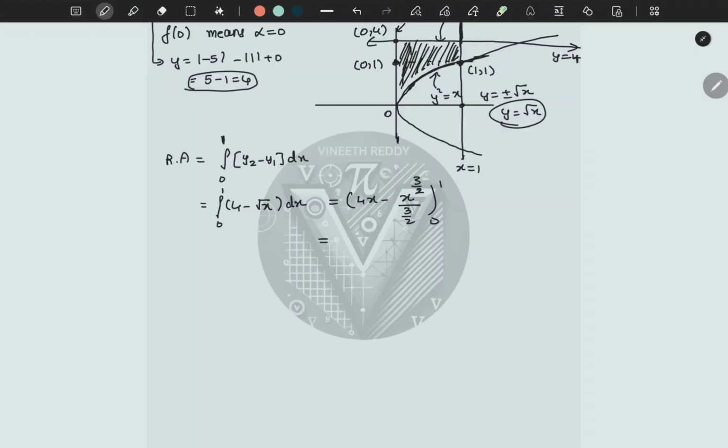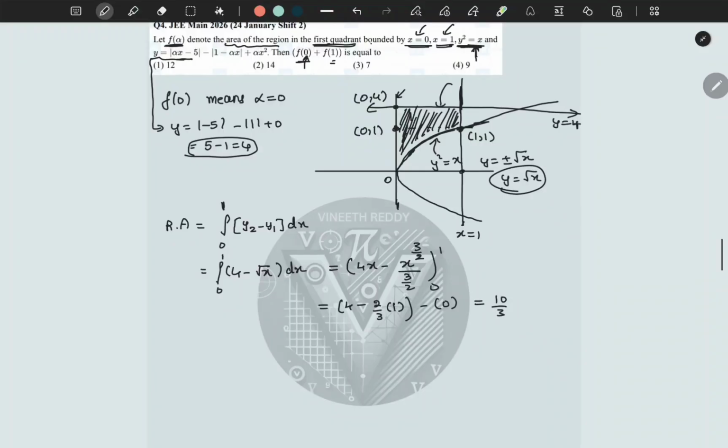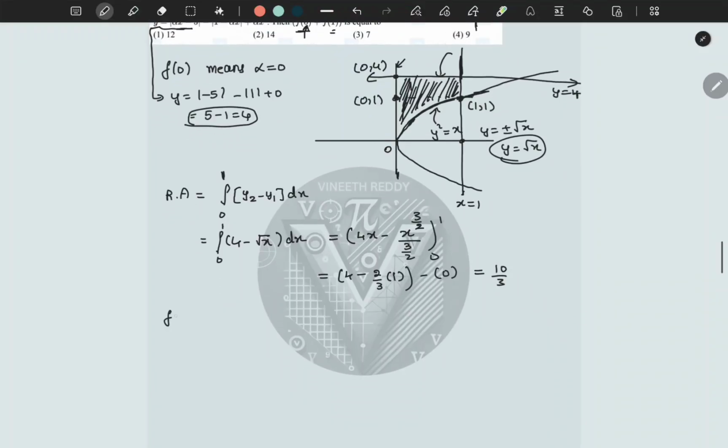So if I replace x with the upper limit, I will be getting 4 minus 2 by 3 times 1, and the lower limit will anyways be 0. So 4 minus 2 by 3 should be 12 minus 2 over 3, which is 10 by 3 square units. Now this is the value of f of 0. Similarly we will find f of 1.